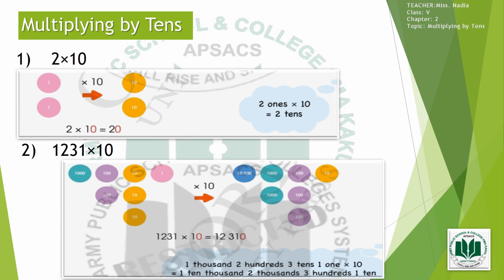In example 2, here 1 is in 1's place, 3 is in 10th place, 2 is in 100th place, 1 is in 1000th place. And the number 1231 is multiplied by 10. Each digit will move 1 place to the left. That is, 1 moves to the 10th place, 3 moves to the 100th place, 2 moves to the 1000 place and 1 moves to the 10,000 place. And in 1's place, we will put 0. That is 1 0 at the end of the number. So the answer is 12,310.